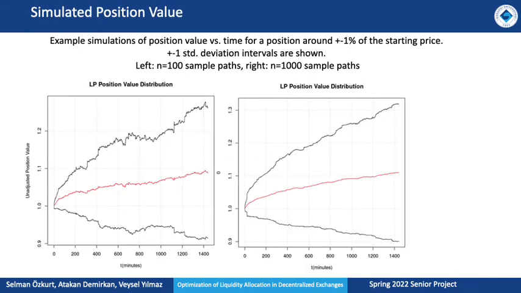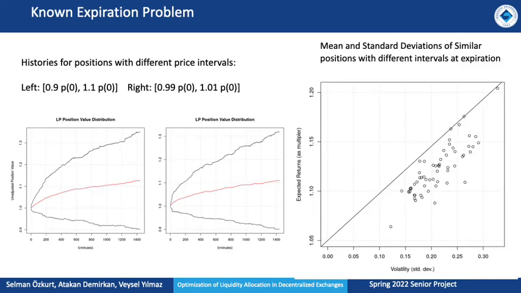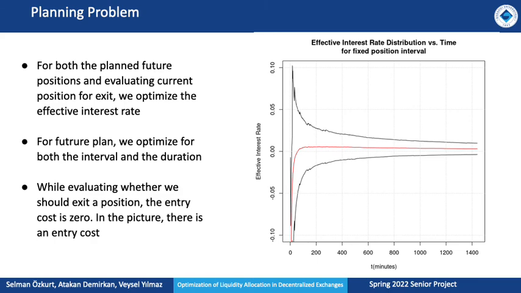This is an example simulation of the position value distribution, showing effects of the sample number. Here is a comparison of behavior for two different liquidity allocation ranges, alongside a multi-objective comparison with many others. Here is an example evaluation of the distribution of effective interest rate, which is the function of interest for our planning models. Thanks for listening.